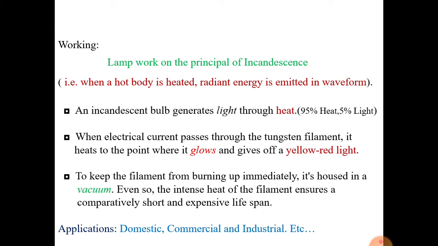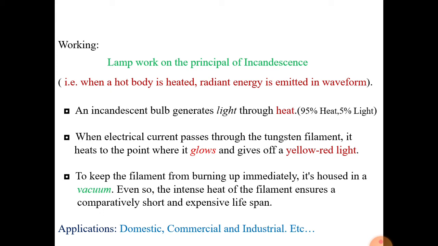Near 7000 we will get the reddish color, and near 4000 Angstrom we will get the violet color, depending upon the wavelength of that light energy. So this is the working principle of the incandescent lamp.